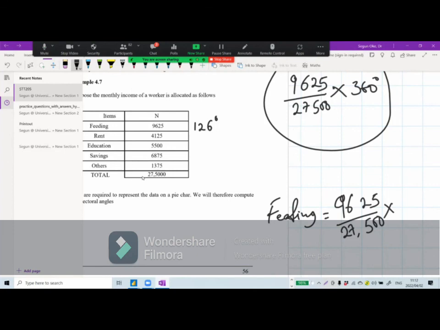Now, do the rent. What is the rent? The rent here is 4,125 times 360 over the total. 54 degrees. Let's do the education. That is the way we do our budgets in Nigeria. Education is 5,500. That is 72 degrees.